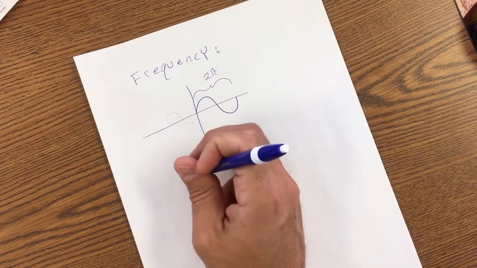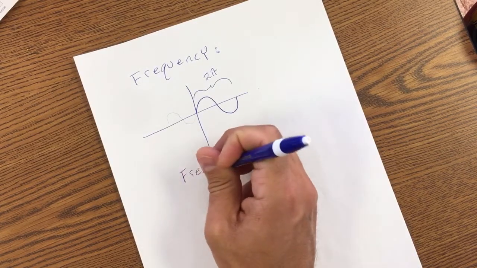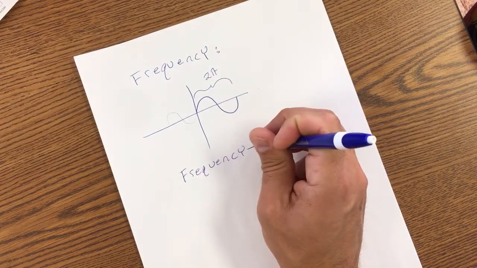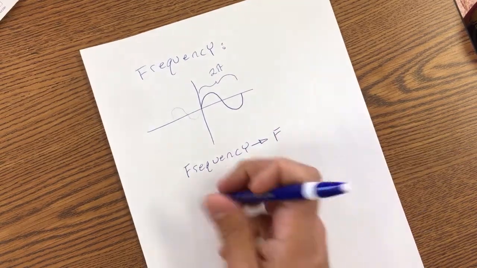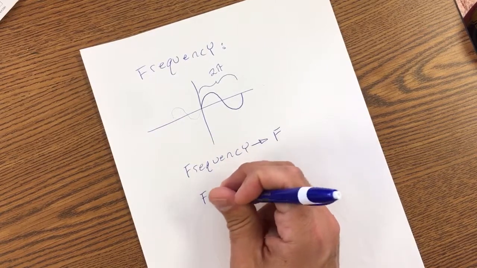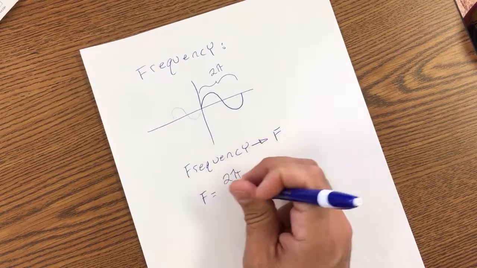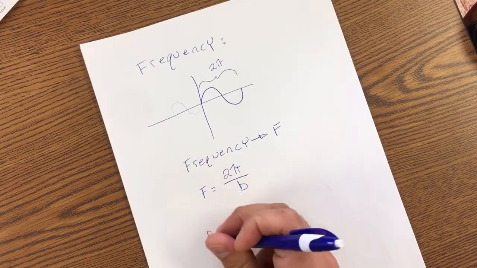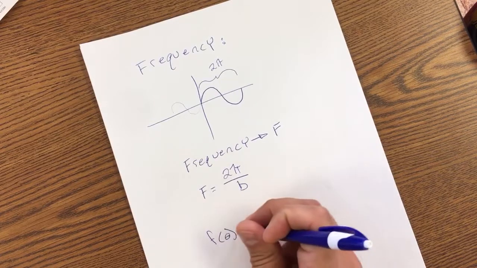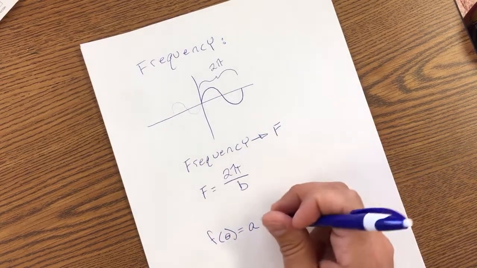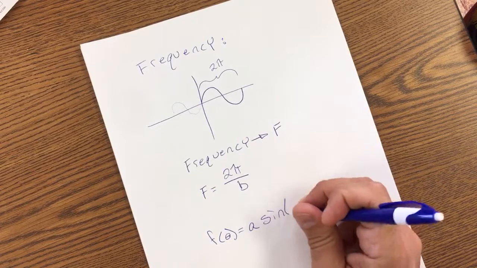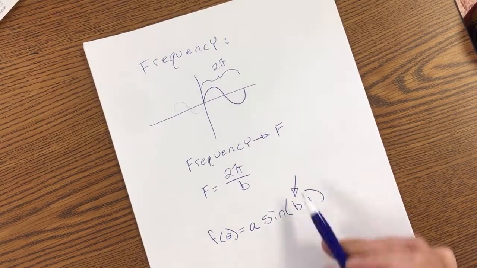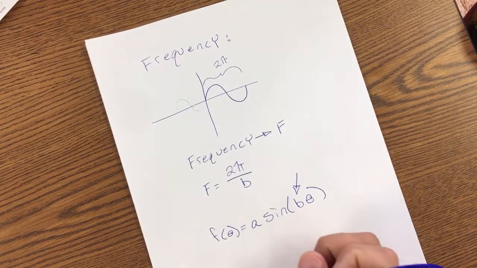So the way that we figure out frequency when we're looking at a function, which we're going to call f, is we say that the frequency is equal to 2 pi divided by b. Now here's the tricky thing. In the past, these have looked slightly different. Our function, we already had a, we know what that does. And now we're going to put b theta. And notice that it's b by itself, it's not 1 over b. So that's why it's a little bit different than in the past.